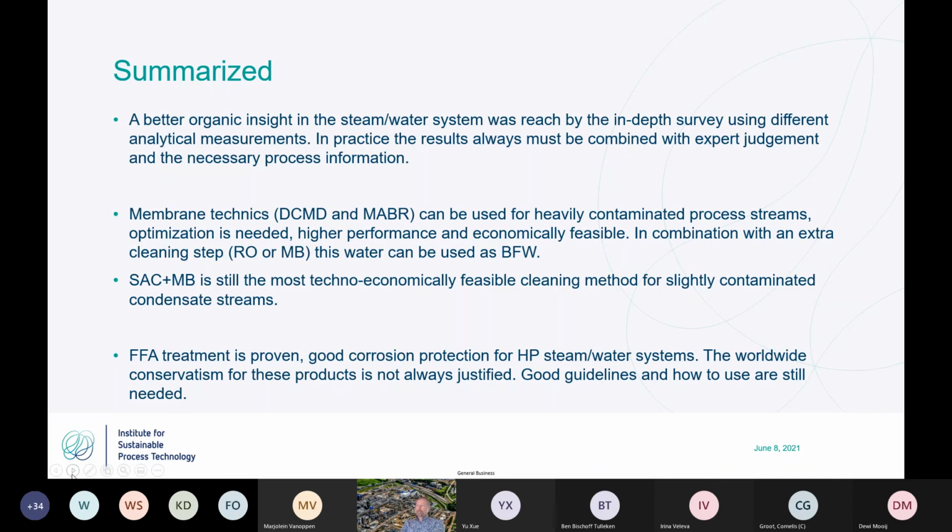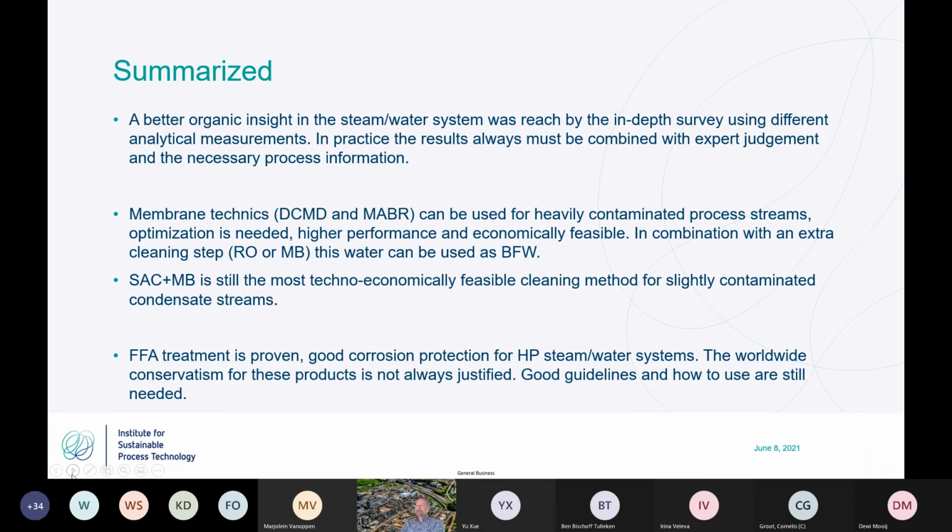Summarized, we got a better insight into the steam water system by using a lot of different analytical measurements. In practice, we always say the results must be combined with an expert judgment and also the necessary process information. Every chemical industry has its own process contaminations, so you have to look at what is really happening in your system and what is coming in.